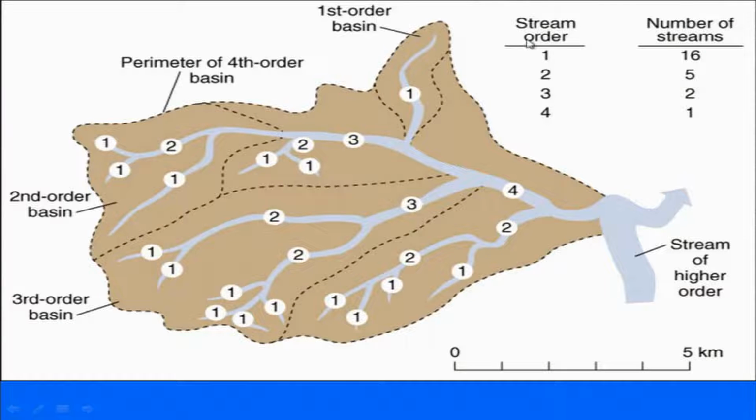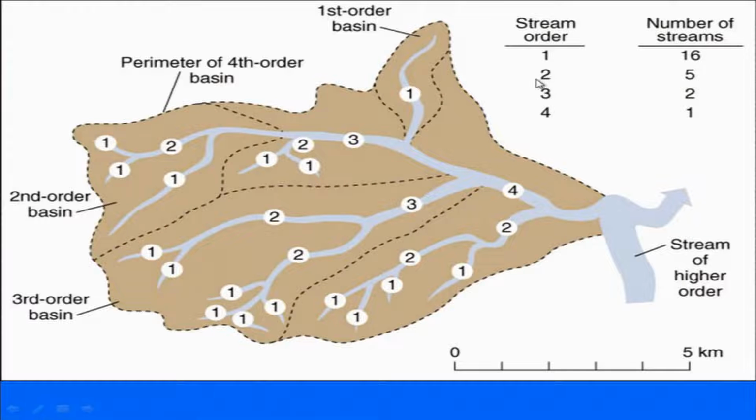If you count the stream order, this number is required for the bifurcation ratio. So you have the stream order and the number of streams here. For first order, you have 16 streams. If you count here: 1, 2, 3, 4, 5, 6, 7, 8, 9, 10, 11, 12, 13, 14, 15, and 16.